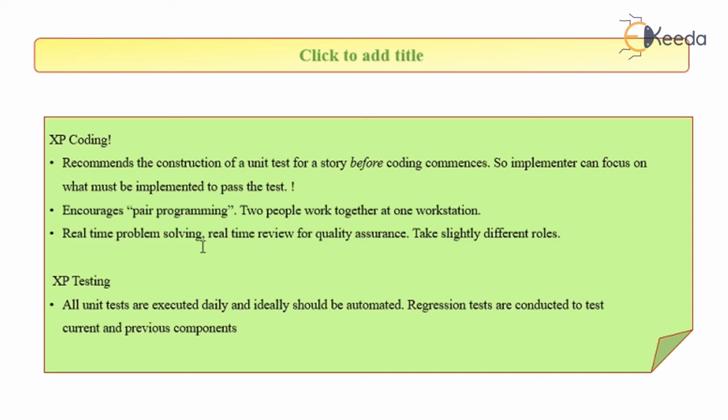It encourages pair programming, two people working together at one workstation, so that the chances of errors are reduced. Real-time problem solving takes place here. Real-time review for quality assurance is done. It takes slightly different roles. So this is the highlight of extreme programming, where real-time problem solving takes place in the coding section, and the review also takes place in order to ensure the quality.